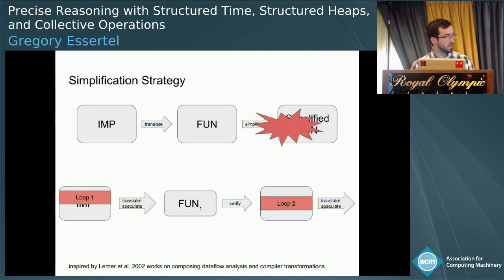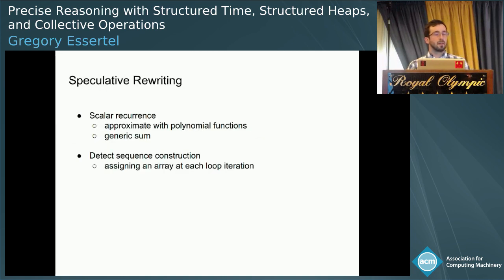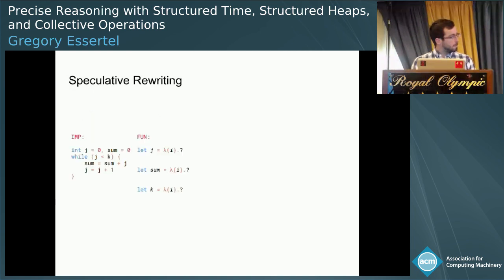And if it's valid, we can go to the next loop and so on. So we are going to illustrate that idea later. The kind of speculation that we can do is, when we have a scalar recurrence, we can assume that the scalar was a polynomial of a given degree, or if we detect that a value is assigned to a loop index, at each index we can detect an array creation and so on.